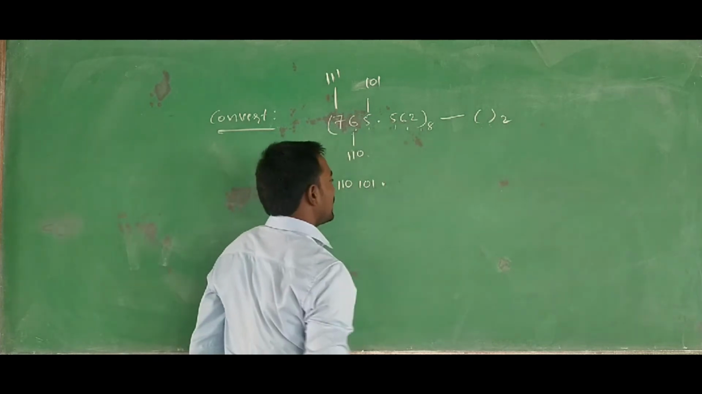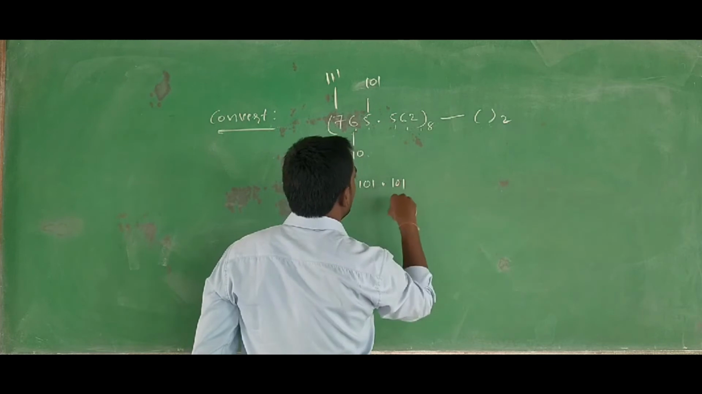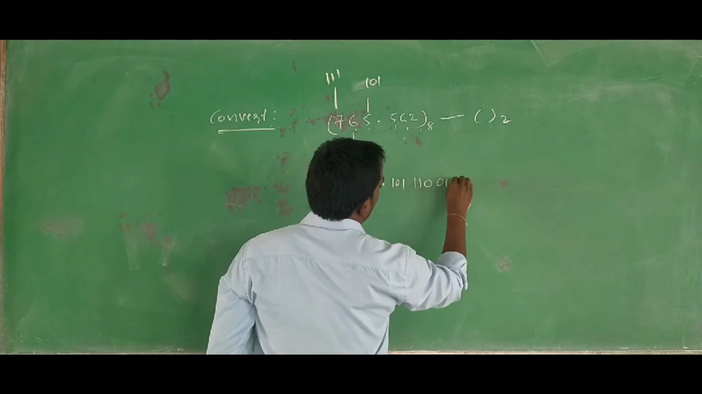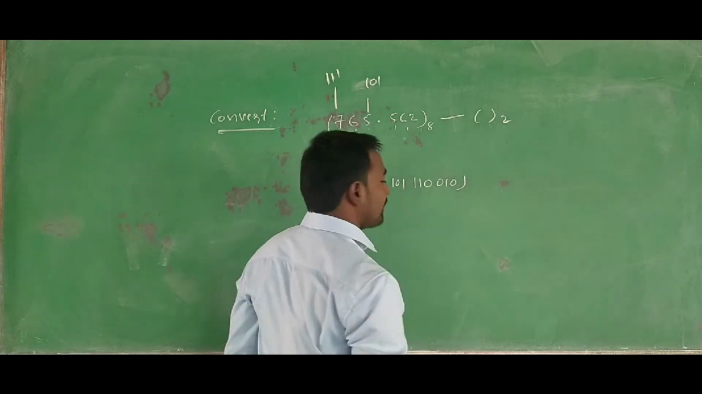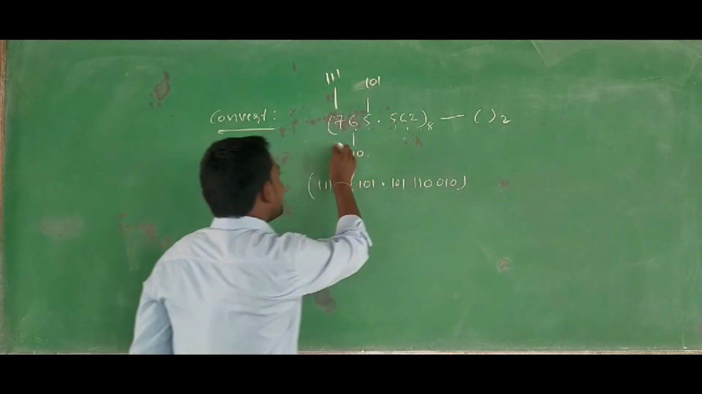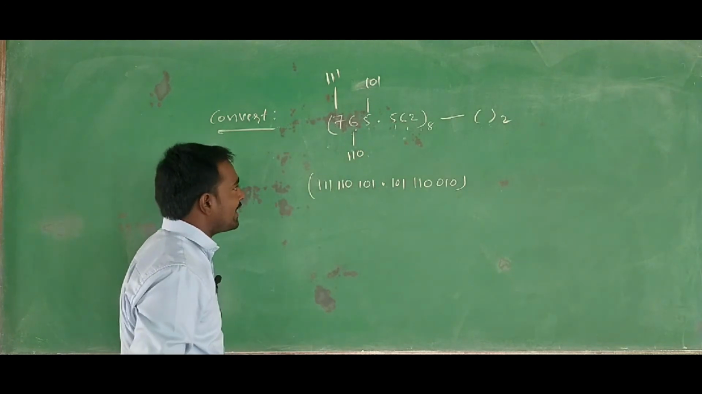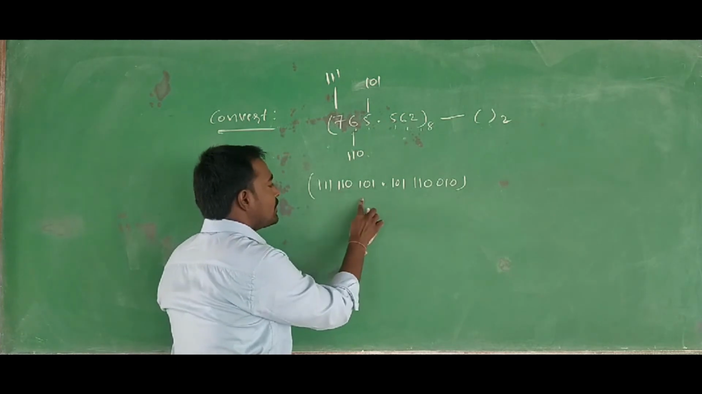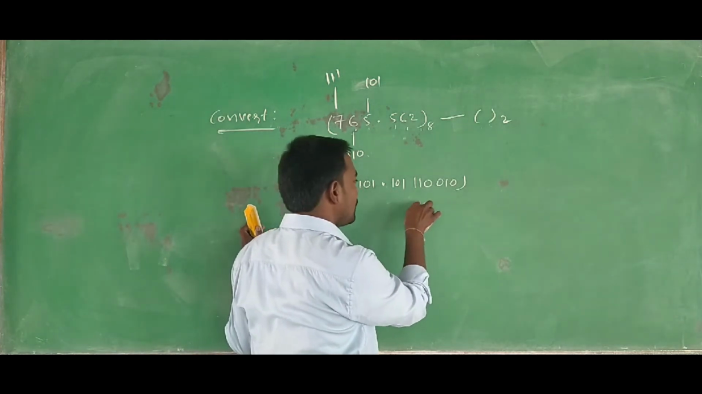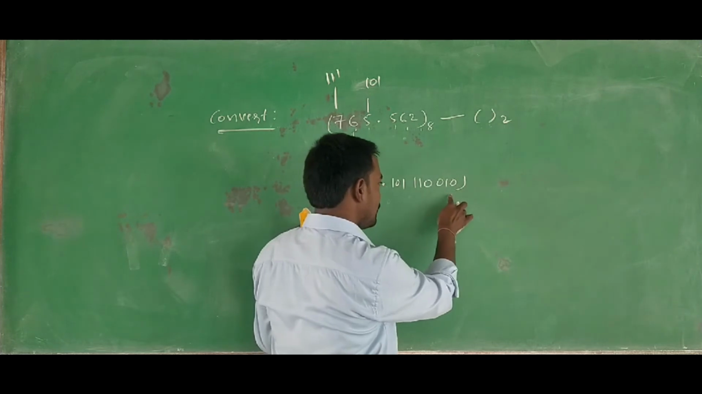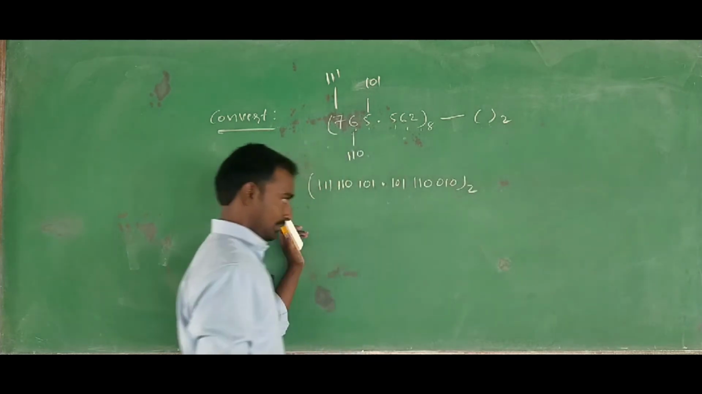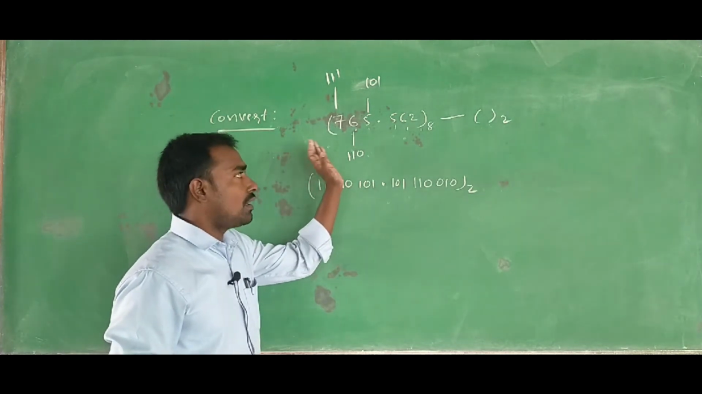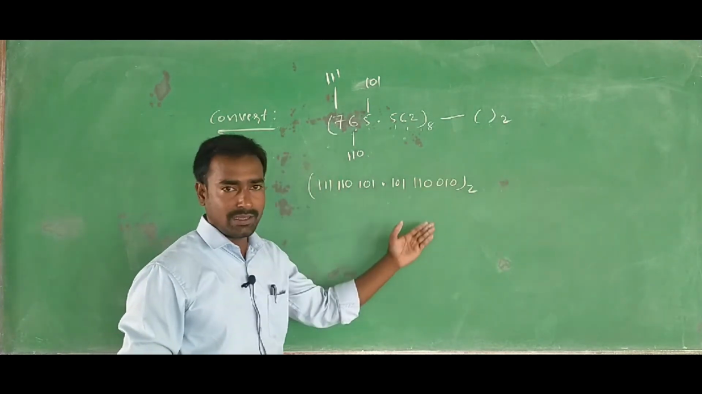And after the radix point, 5 is equal to 101, 6 is equal to 110, and 2 is equal to 010. So this is the equivalent value for the octal number, that is 765.562 is equal to 111 110 101.101 110 010, having the base of 2. Okay, so this is the conversion from the octal number to binary numbers.